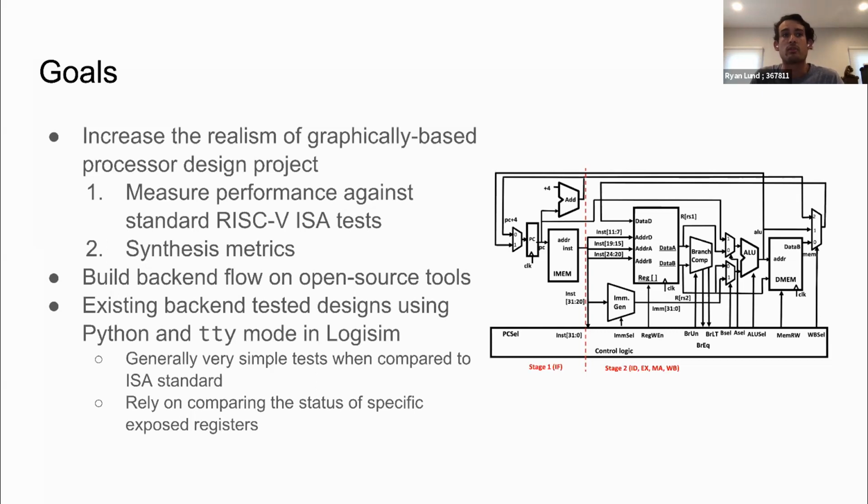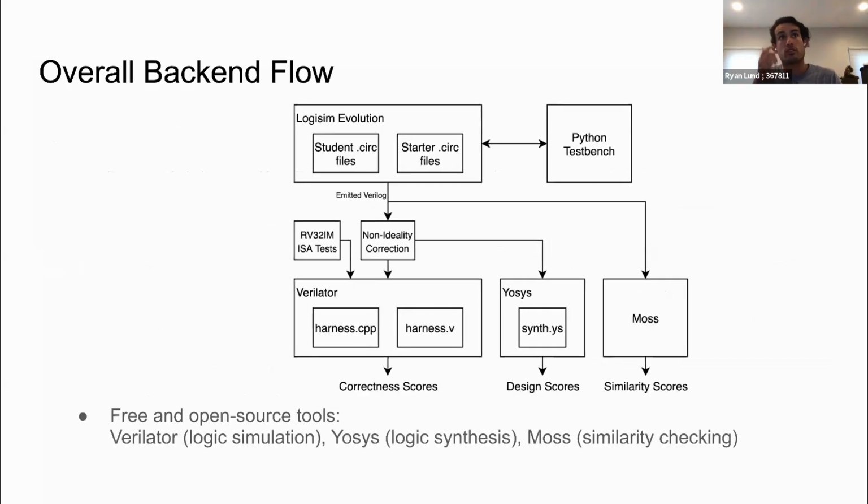And then for reference, we used to test designs using Python and the TTY mode in Logisim. It's just very slow, first off, but it also made us write our own tests, which had to be simple due to the number of tests we had to write. And then it relied on comparing the status of specific exposed registers, which opened up some holes for flaws in the testing. So this is the overall backend flow we created.